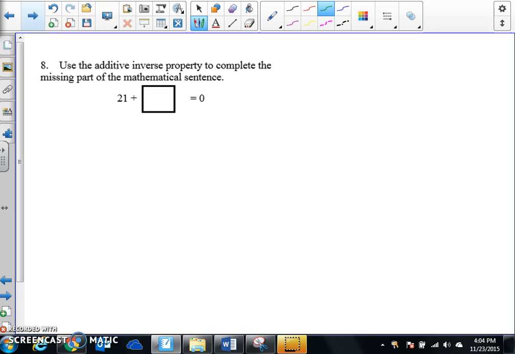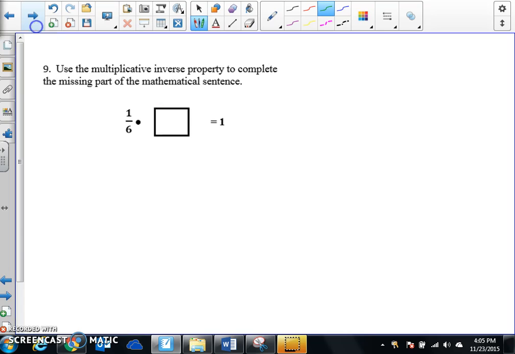All right, the additive inverse. Once again, any number and its opposite gives me 0. So 21 plus a negative 21 gives me 0. The multiplicative inverse. 1/6, the opposite of 1/6 is 6 over 1, which is just 6.